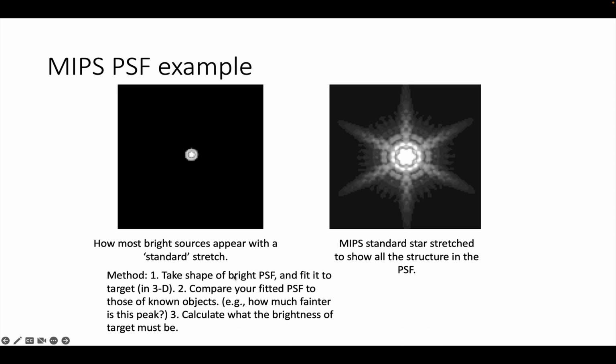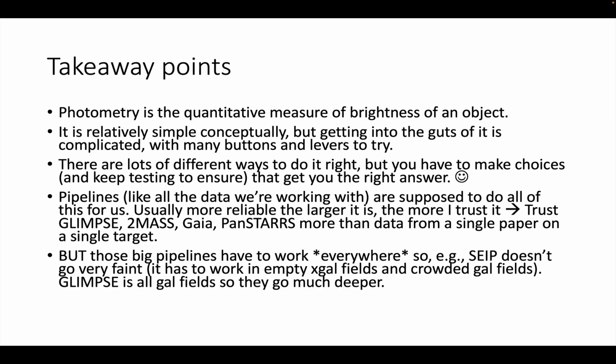So here's how you do it. You tell the computer, this is the shape of the PSF I'm expecting. Go forth and take this PSF and look for objects shaped like this in the field. Then go and compare this to the target. Compare this fitted PSF to those of known objects. How much fainter is my target object than that of the known objects? Then calculate what the brightness of the target must be.